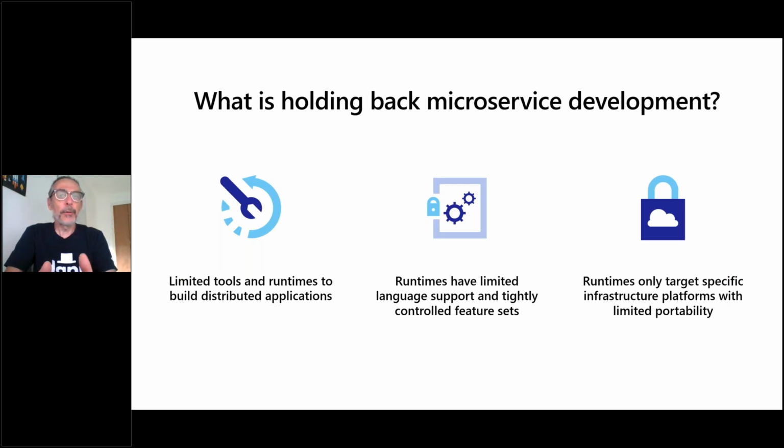You're given infrastructure platforms, things like Kubernetes and other distributed systems platforms, but you're not given much help as a developer of how to achieve this. So the types of tools and runtimes are very limited for building these application types. Often the runtimes you do have may have limited language support, or a tightly controlled feature set, and you're waiting on some features to be developed by a particular framework provider or company. And then often these runtimes are only targeted at particular types of platforms. They'll only run in the cloud, or only on the edge, or only on Kubernetes, and they can't be portable to move your code around.